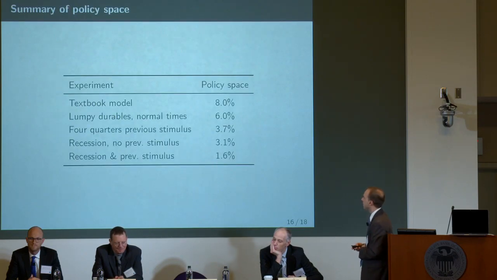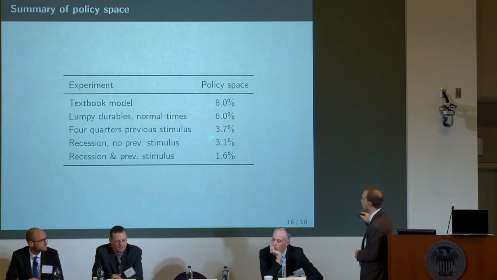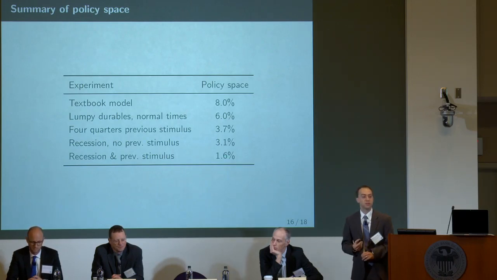Okay. So to summarize now, in the textbook model, we had 8 percentage points of policy space. In this durables model, we had 6 percentage points in normal times. If we had stimulated the economy previously, we had 3.7 percentage points. If a recession hits and we hadn't stimulated the economy previously, we have 3.1%. And if we had a recession and previous stimulus, we get down to 1.6%.